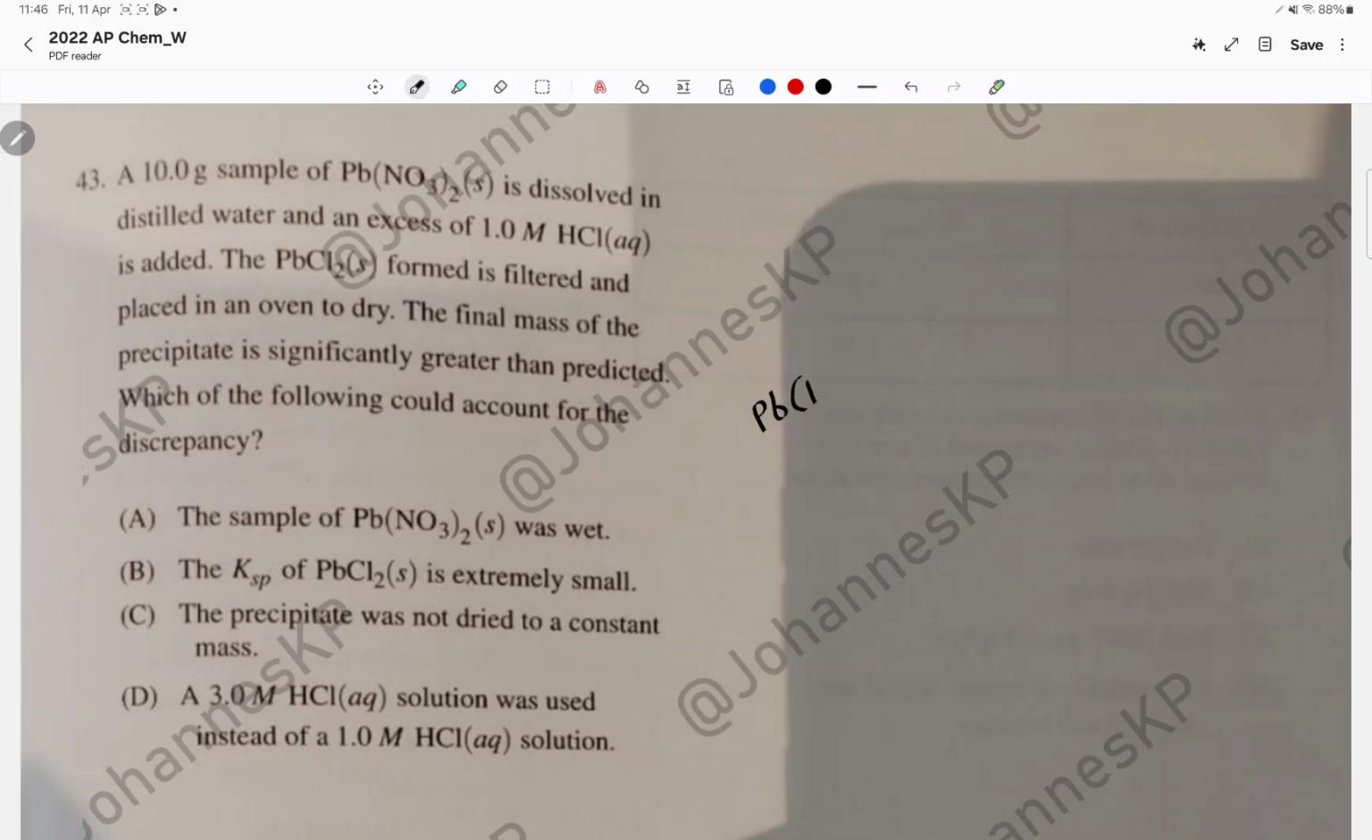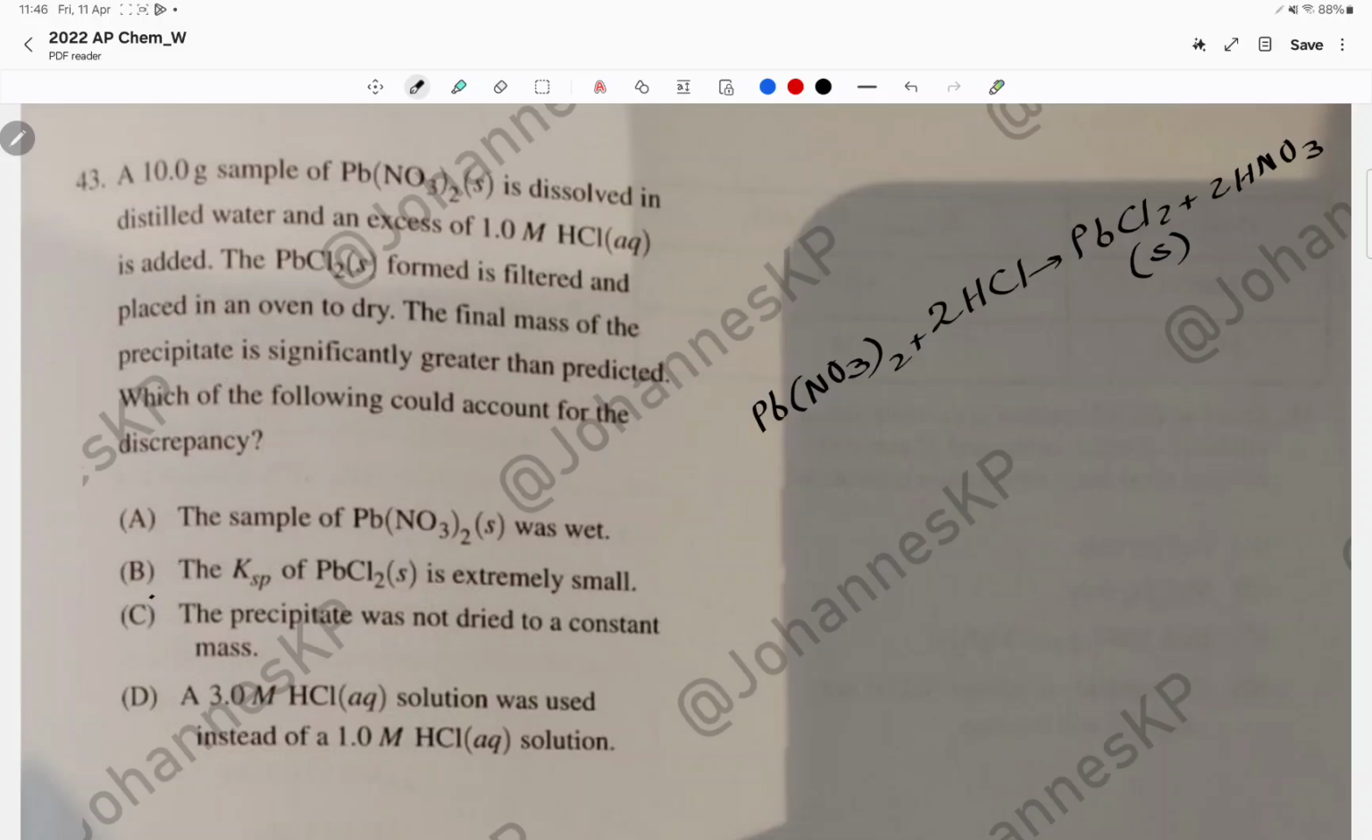We're having Pb(NO3)2 plus 2HCl giving PbCl2 plus 2HNO3. The final mass of the precipitate is higher. So look, which one is the precipitate? The PbCl2. But the final mass of the precipitate is much higher than predicted. If this ever happens, it is because you did not dry the precipitate enough. So it had some water when you calculated its mass, basically.